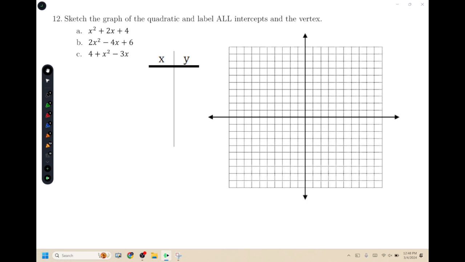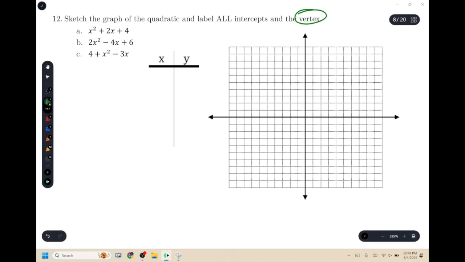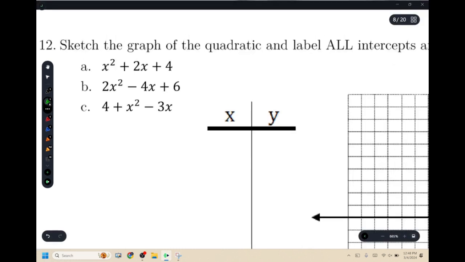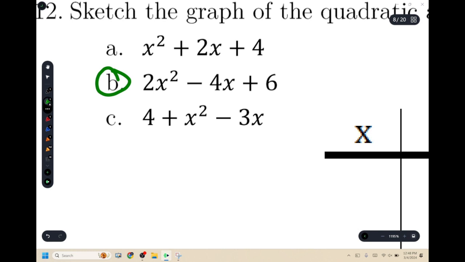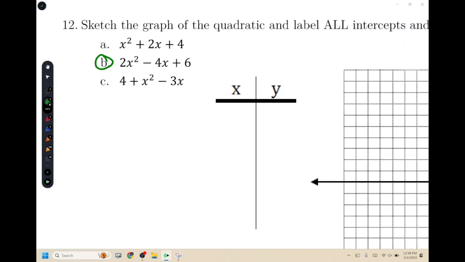All right. We just did this, so it should be pretty easy to find the vertex. We can go a little faster than last time and not answer every question. Which one do we want to do? A, B, C? Doesn't matter. B looks the toughest, just because it has the negative and the coefficient in front of the x squared. H equals negative b over 2a equals negative 4 over 2 times 2 equals positive 1.